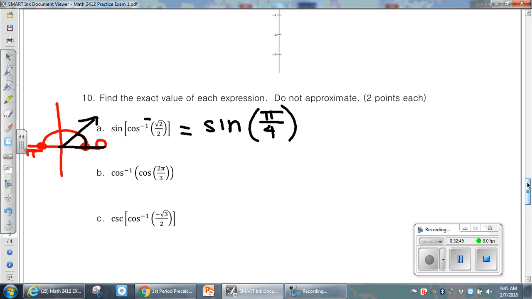So I solved this part inside. Now what is the sine of pi over 4? Easy, right? Square root of 2 over 2. Okay. Okay, next one.